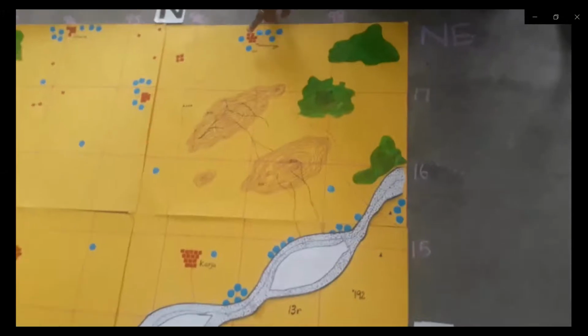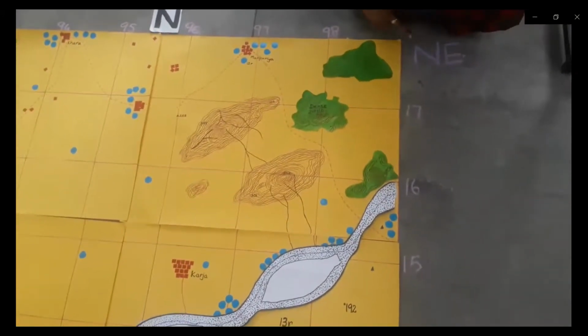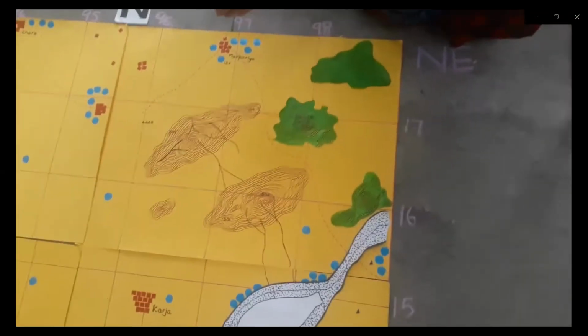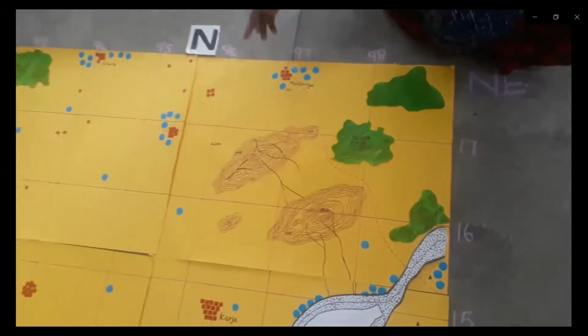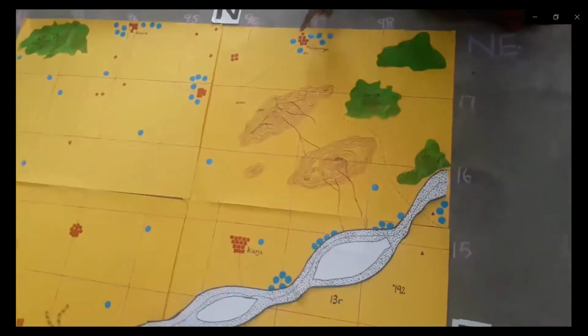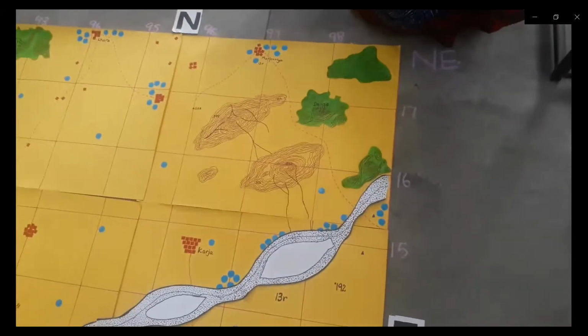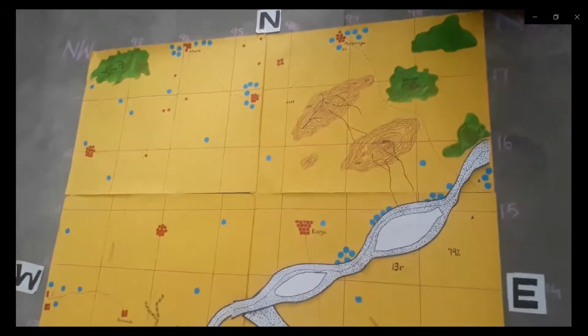The answer will be it is in the northeast direction. How, children? Because this settlement is on the upper half of the map, that means north, and it is towards your right hand side. So it is northeast.